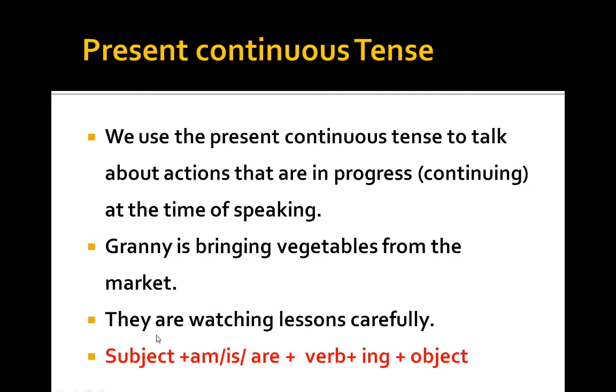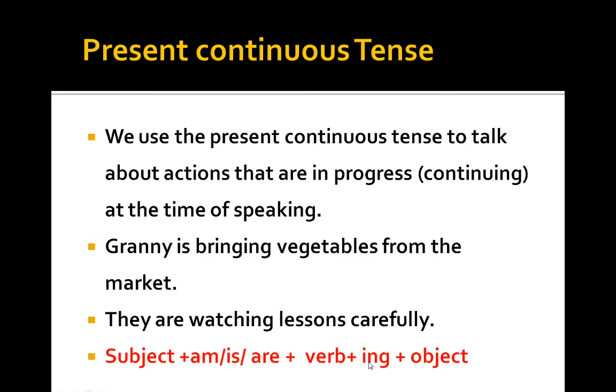Look at that. They are. They is a plural noun, and therefore are comes after they. And then watching: they are watching lessons carefully. Here watch comes with the ing form, so watching. So this sentence also belongs to present continuous tense. Okay, students, look at that once again. To identify the present continuous tense or to make a sentence in the present continuous tense, you should use am, is, are and the ing form of the verb.